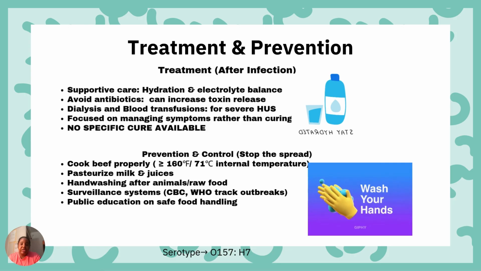especially for children. In addition, surveillance systems like those run by the CDC in the United States and the WHO internationally help to detect these outbreaks quickly, trace them back to the original source, and prevent further spread. Lastly, public education campaigns should remind people about safe cooking, cross-contamination prevention, and hygiene practices.